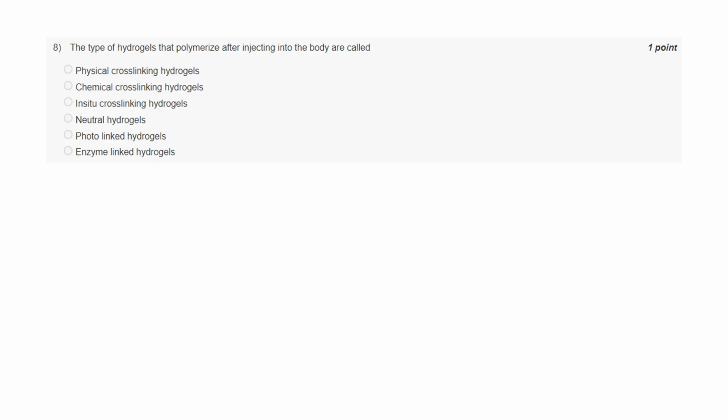Okay, the next question is: types of hydrogels that can polymerize after injecting into the body are called physical cross-linking hydrogels, chemical cross-linking hydrogels, in situ cross-linking hydrogels, or photo-linked or enzyme-linked hydrogels. In situ cross-linking hydrogels. Okay, we have one answer. Anyone else? Sir, in situ. Okay. Others want to give it a try?